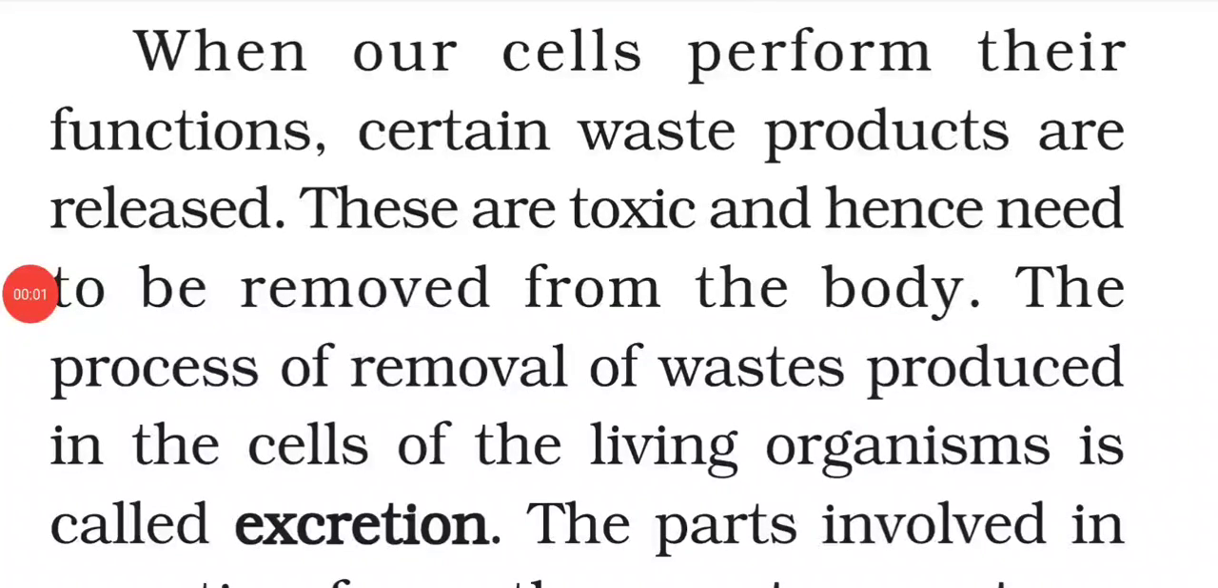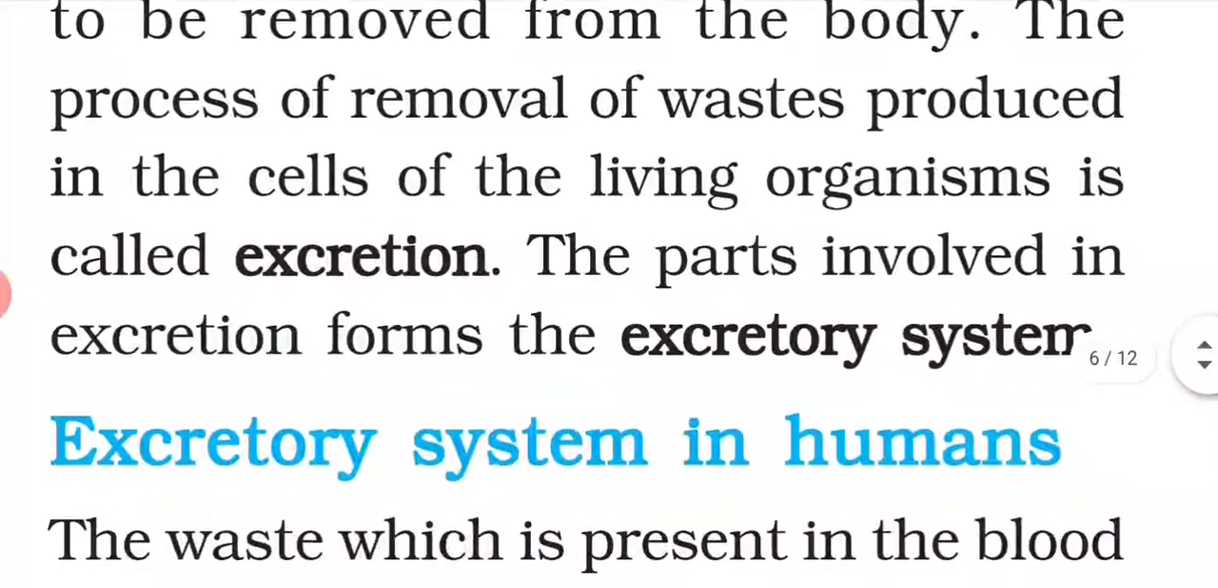When a cell performs its functions, certain waste products are released. These are toxic, and hence they have to be removed from our body. The process of removal of waste products from the cells of a living organism is called excretion. Whenever any waste product is produced during any activity, it should be removed from our body. The parts involved in excretion form the excretory system.